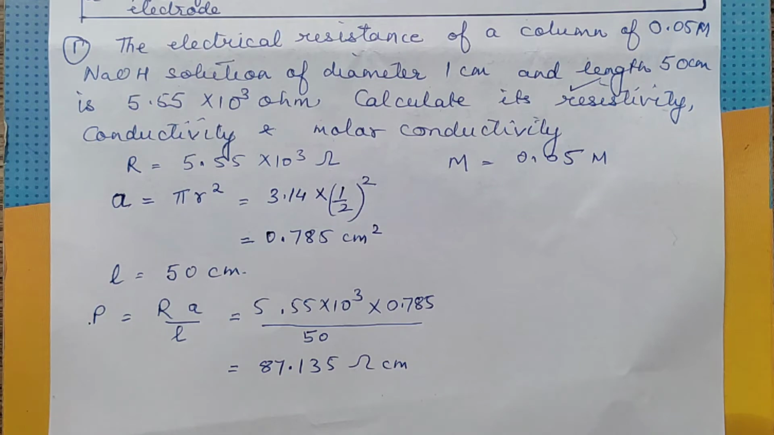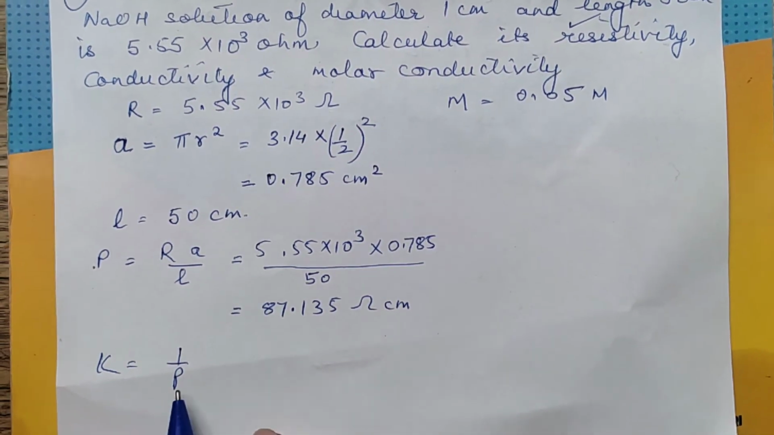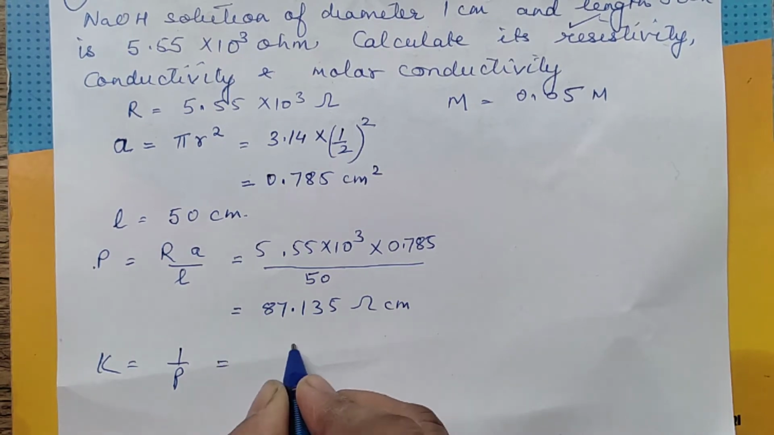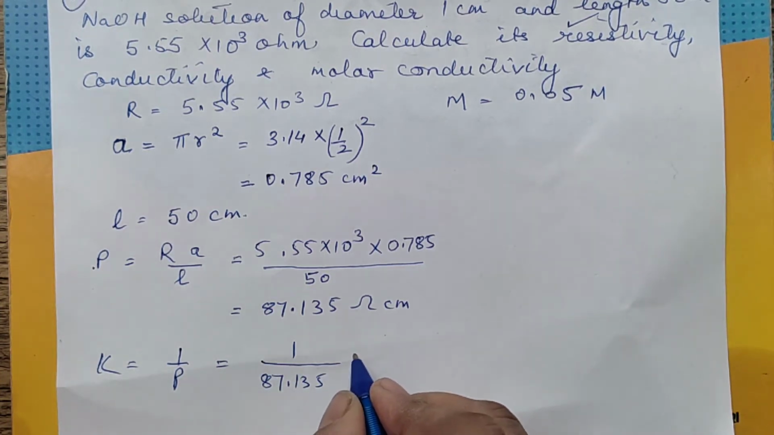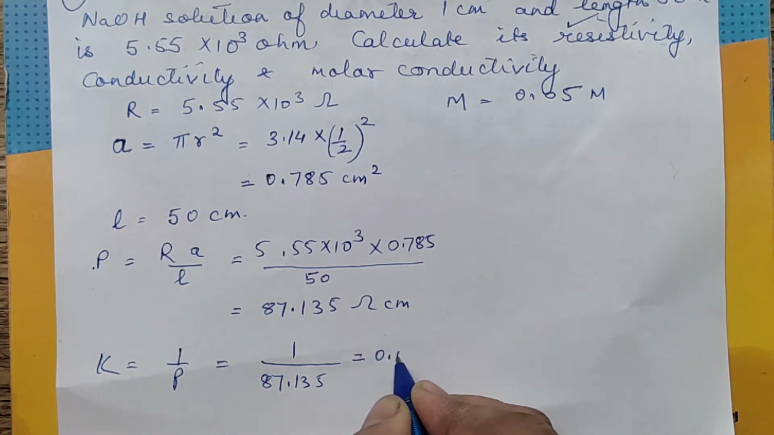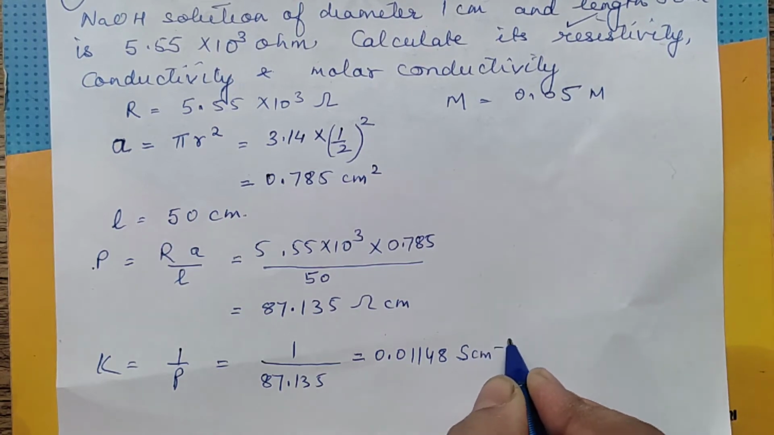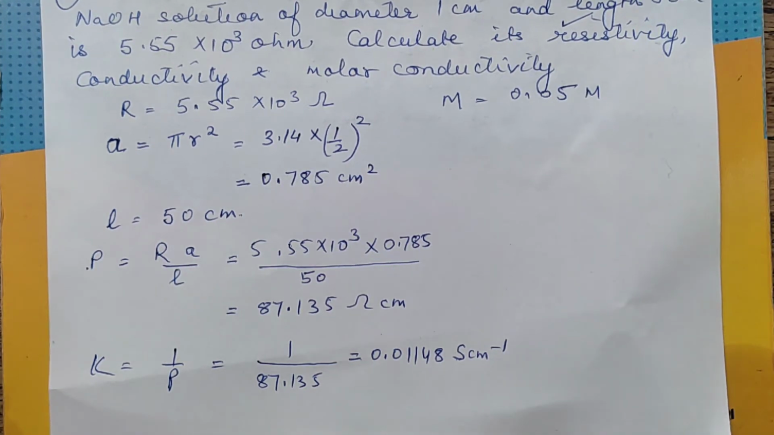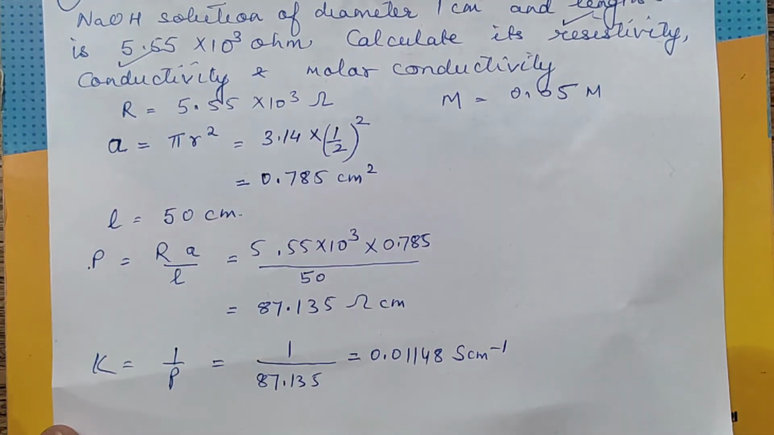Then we are looking for the calculation of conductivity. That is very simple. We know kappa is equal to 1 by rho. So kappa is equal to 1 divided by 87.135. When you do this, you get 0.01148 Siemens per centimeter. So the second thing is also done. We have calculated the kappa value.